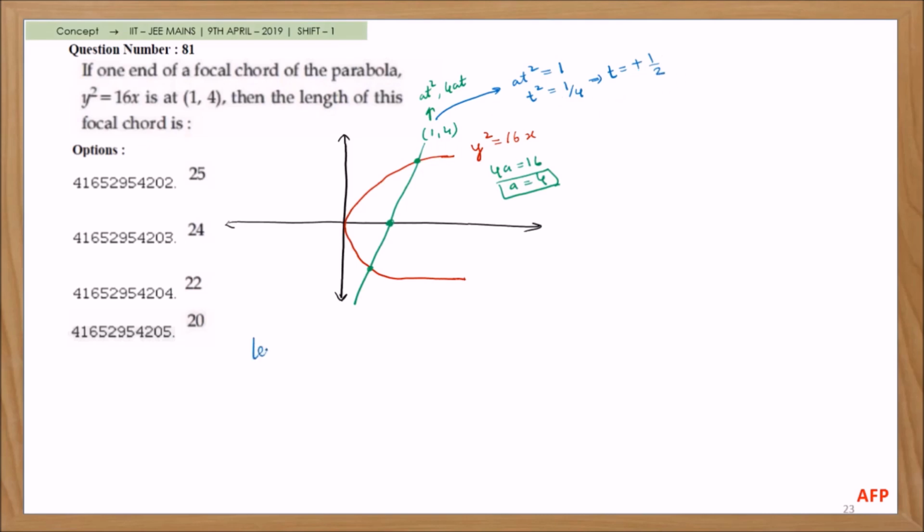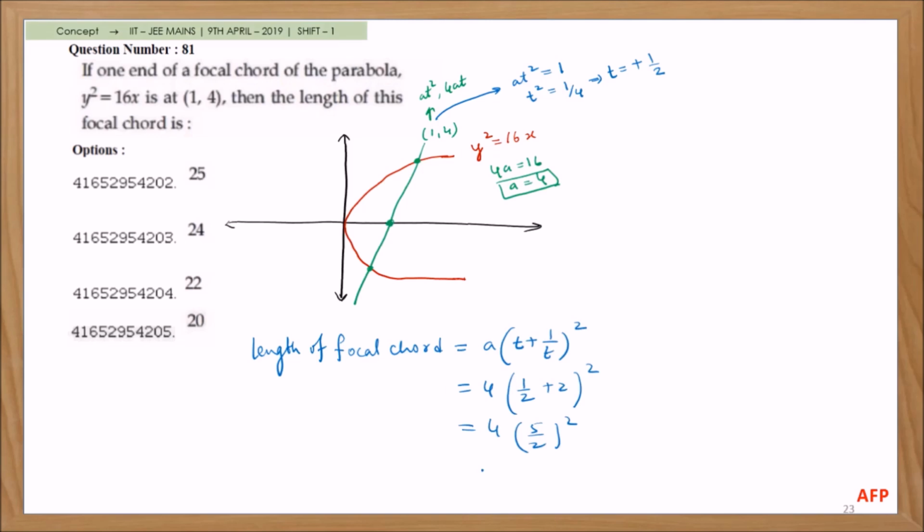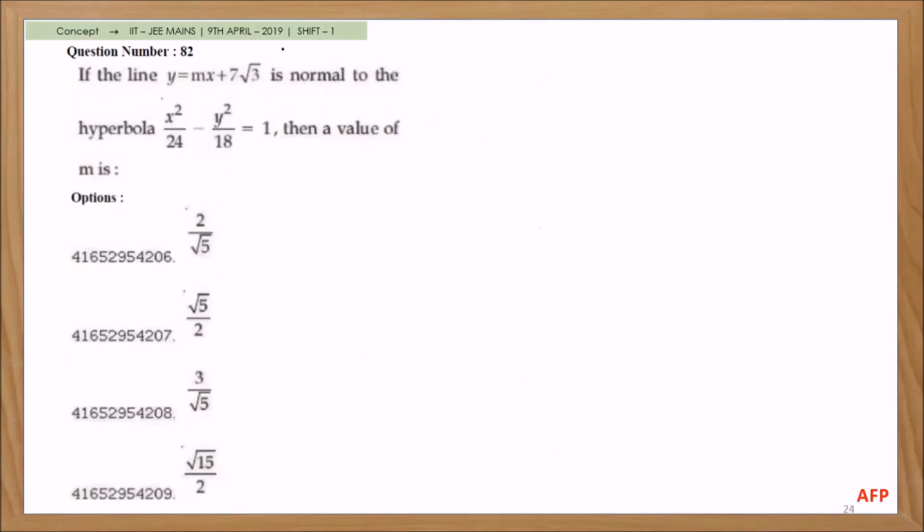Now the length of the focal chord is equal to a into (t plus 1 by t) whole square. So what is a? a is 4. What is t? (1 by 2 plus 2) whole square. So it is nothing but 4 into (5 by 2) whole square. So it is nothing but 25 you got. So first option it follows.